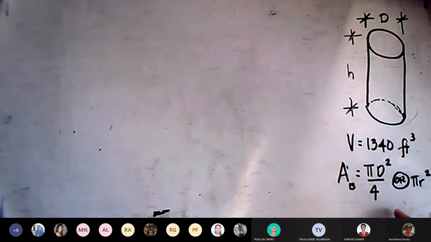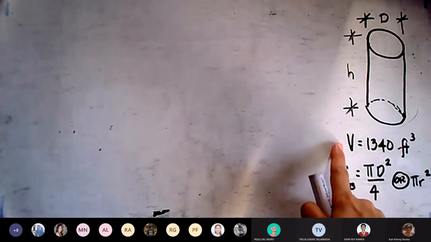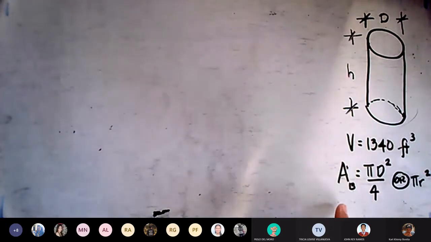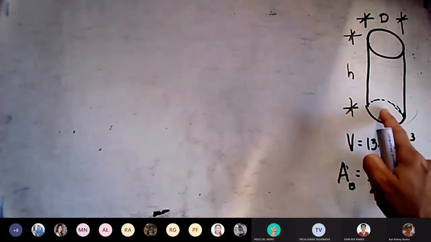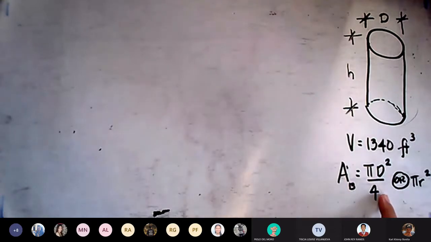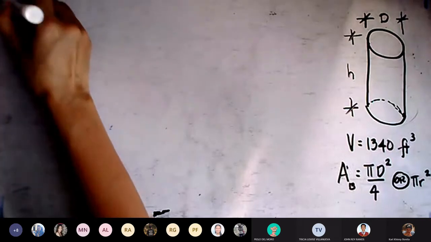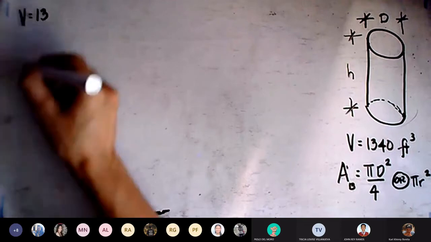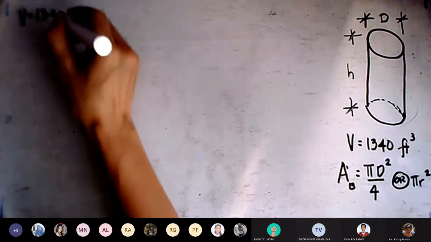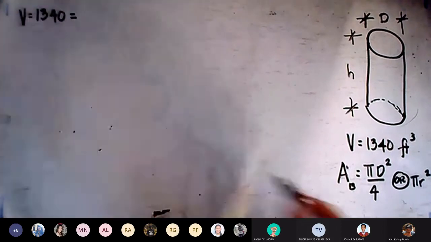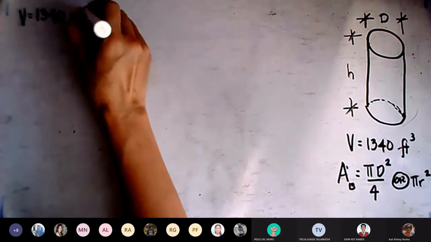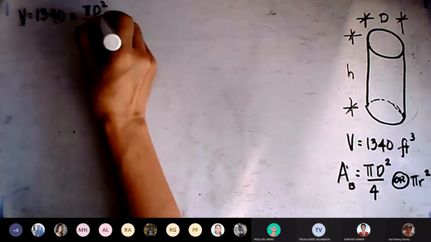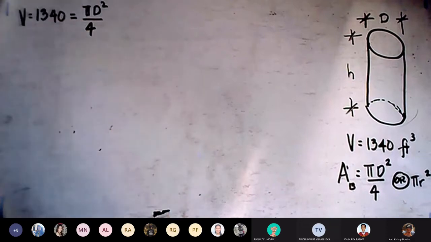So, since we are given here the value for the volume is 1,340 cubic feet, and take note that the area of the base is a circle, that means we can use pi d squared over 4. So given this value for the volume, we can express 1,340 cubic feet in terms of pi d squared over 4. We have pi d squared over 4.